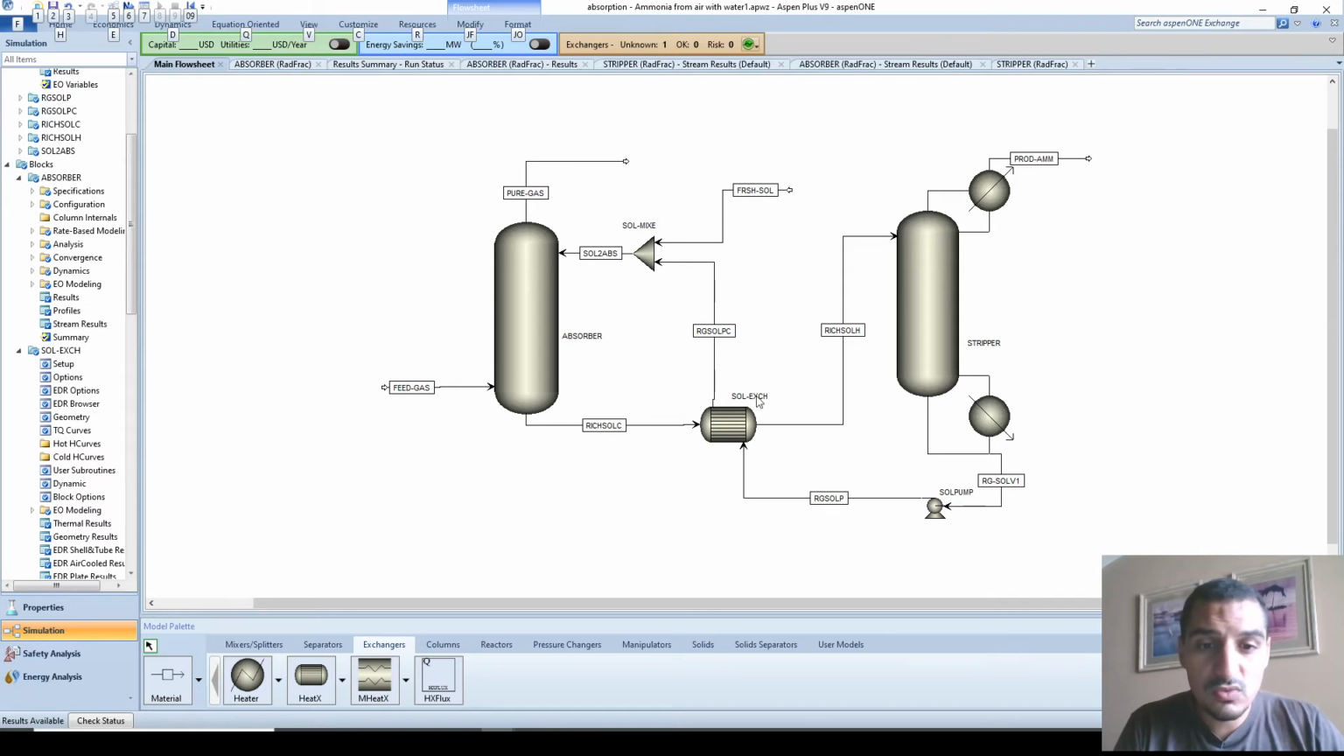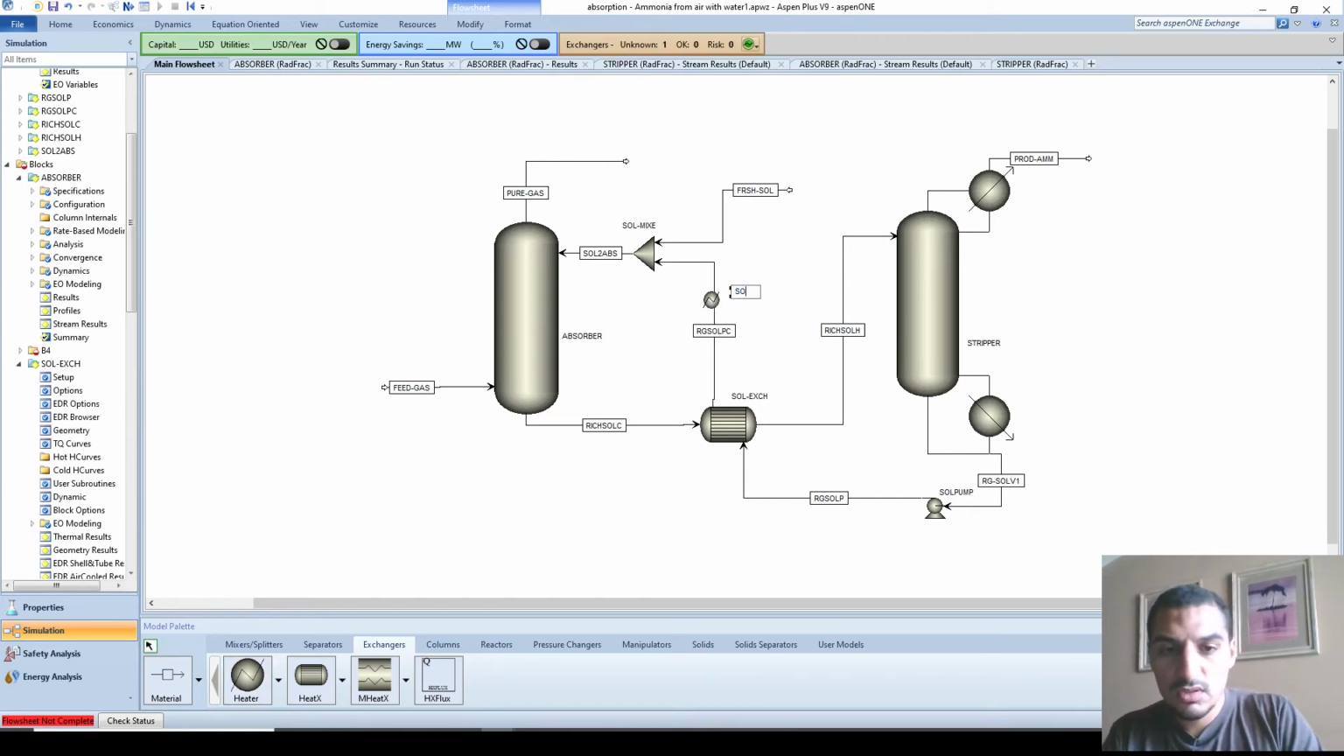This is used to reduce the amount of coolant that I'm using in the cooling unit here, and to make better use of the energy so that we can reduce the amount of heat we provide to the reboiler in the stripping column. So we will put here a cooler, and I'm gonna call it solvent cooler.